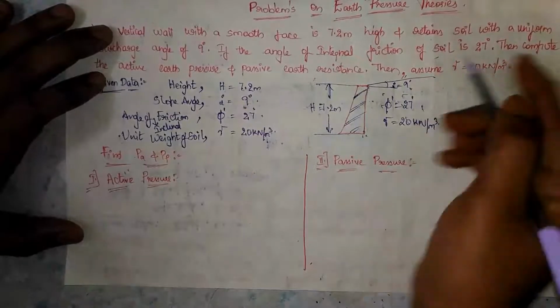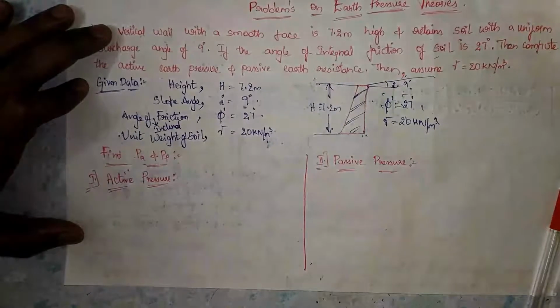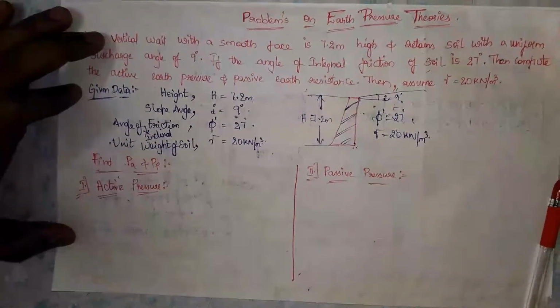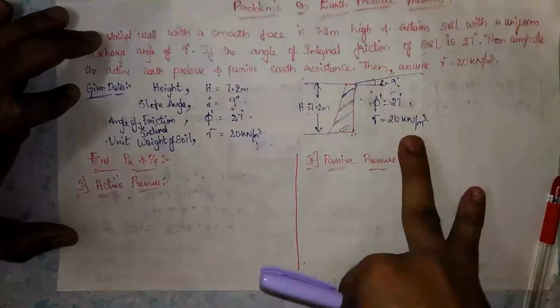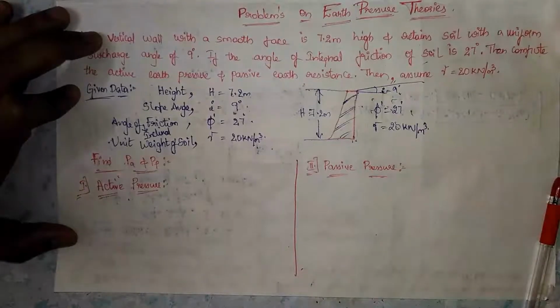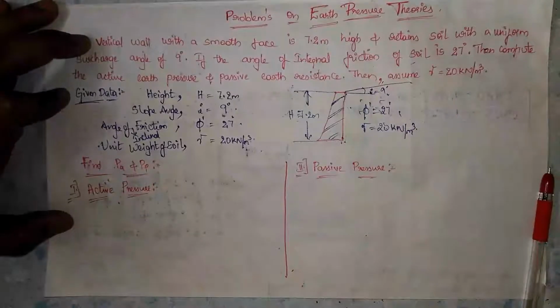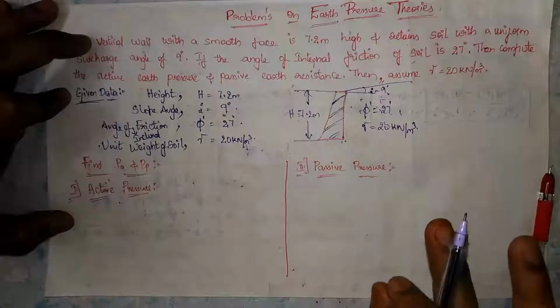So he told us to compute the active earth pressure and passive earth pressure. These pressures can be determined in different theories: Rankine's theory, Coulomb's theory, Rebhann's theory, Culmann's theory. So which formula will be suited? For that, I will give a small logic, just a small thing.